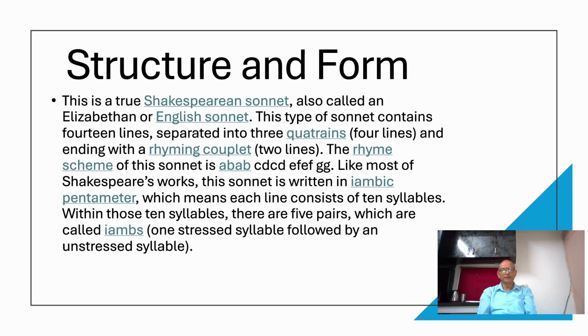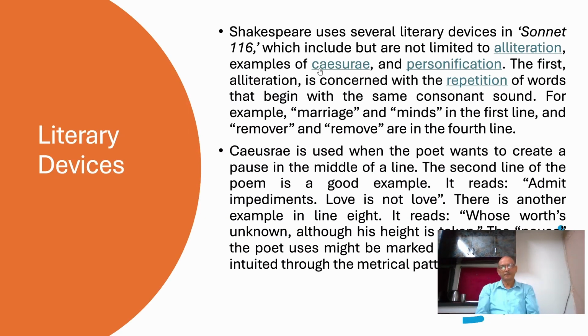Like most of Shakespeare's works, this sonnet is written in iambic pentameter, which means each line consists of 10 syllables. Within those 10 syllables, there are 5 pairs which are called iambs: one unstressed syllable followed by a stressed syllable. This is the literary structure of the poem.